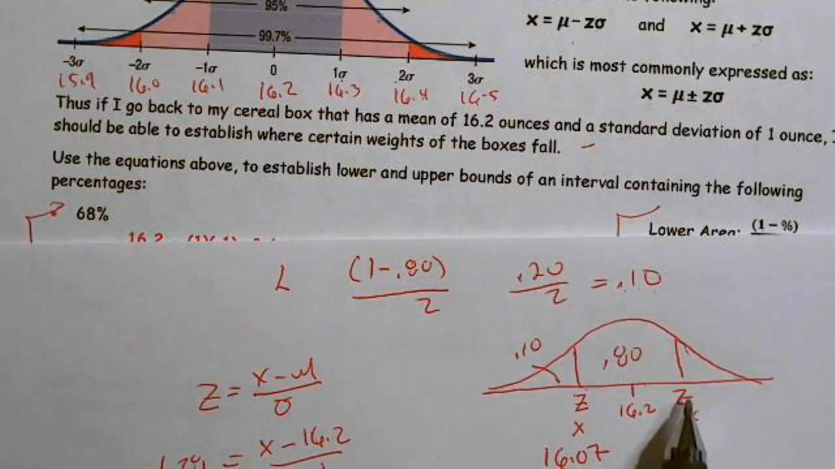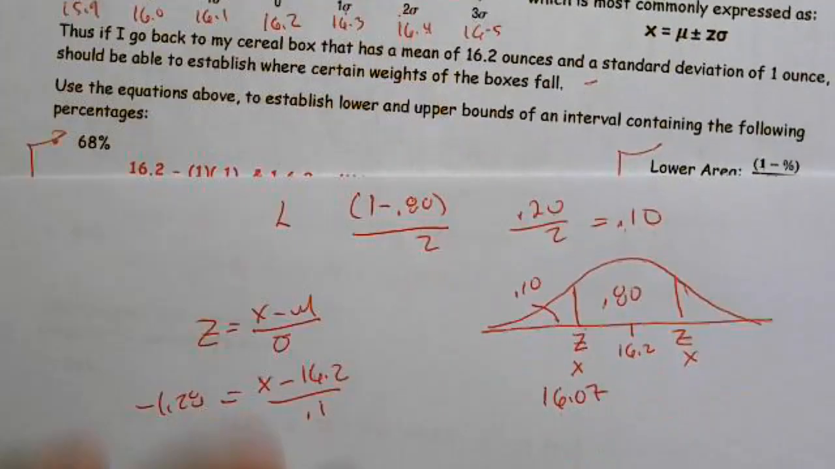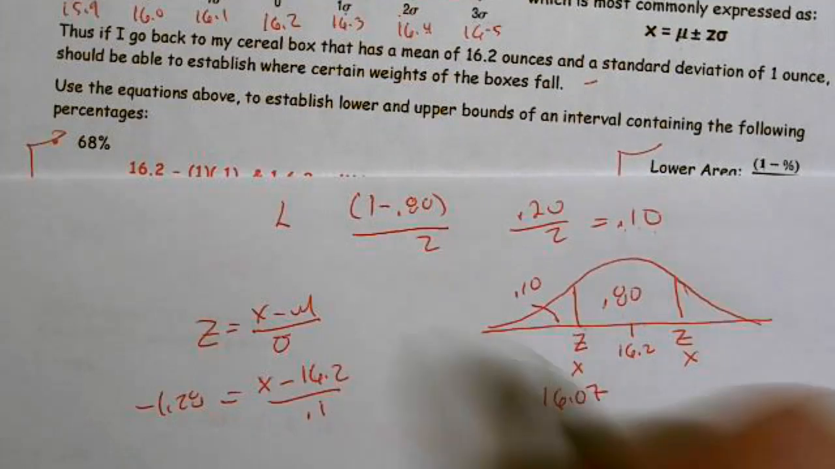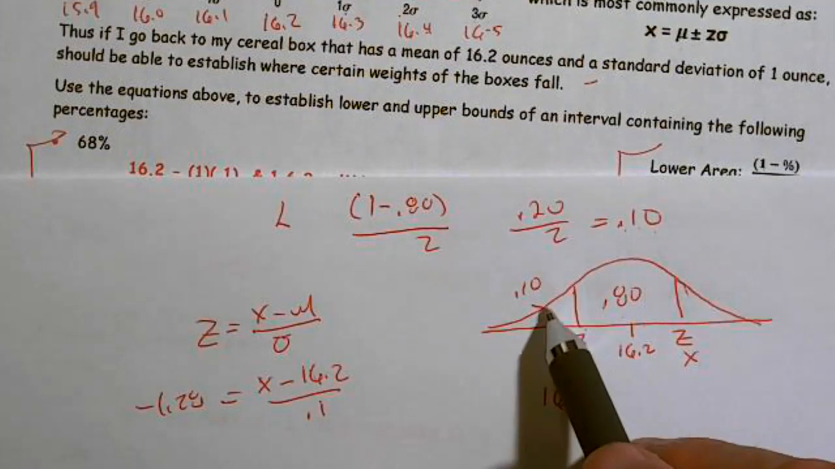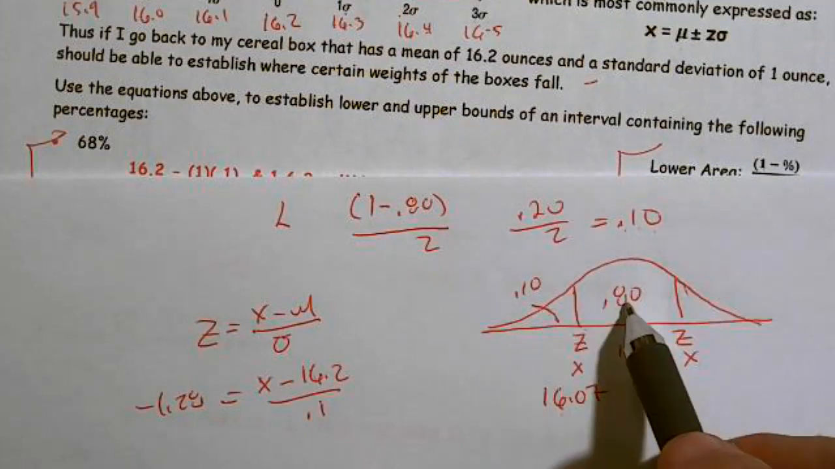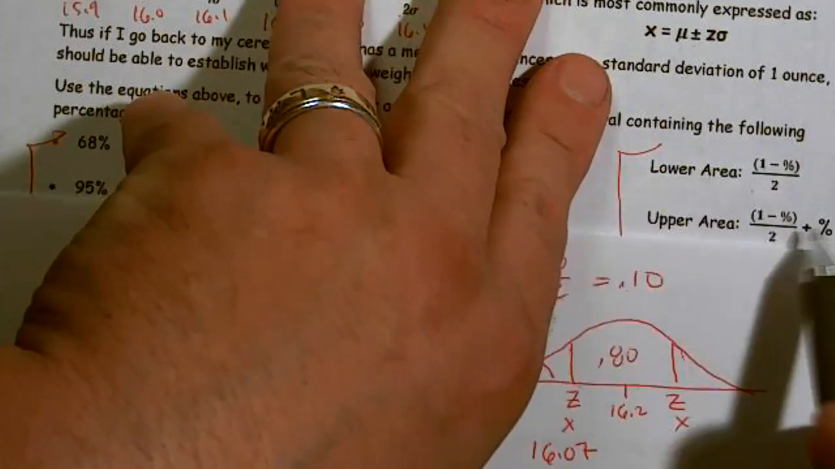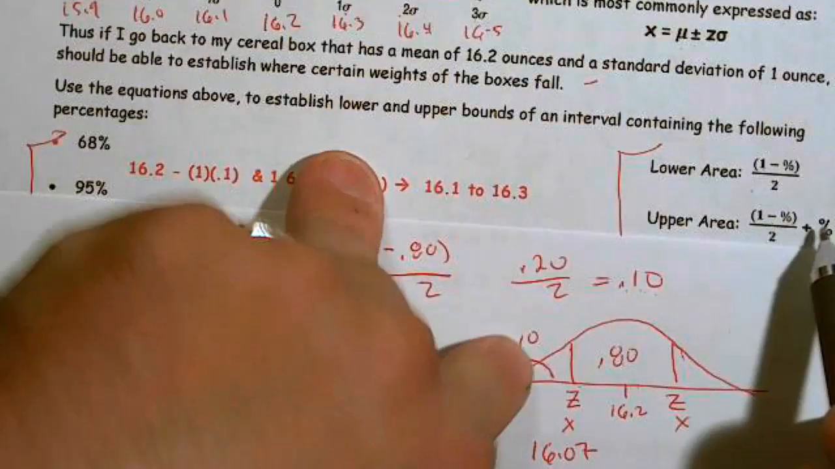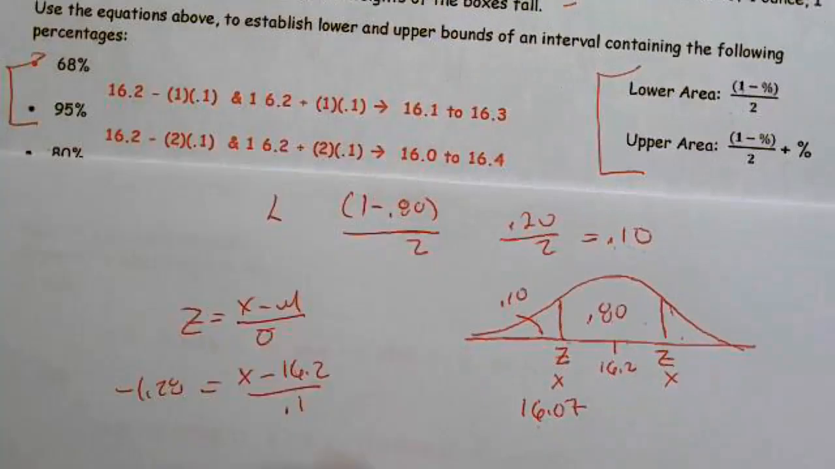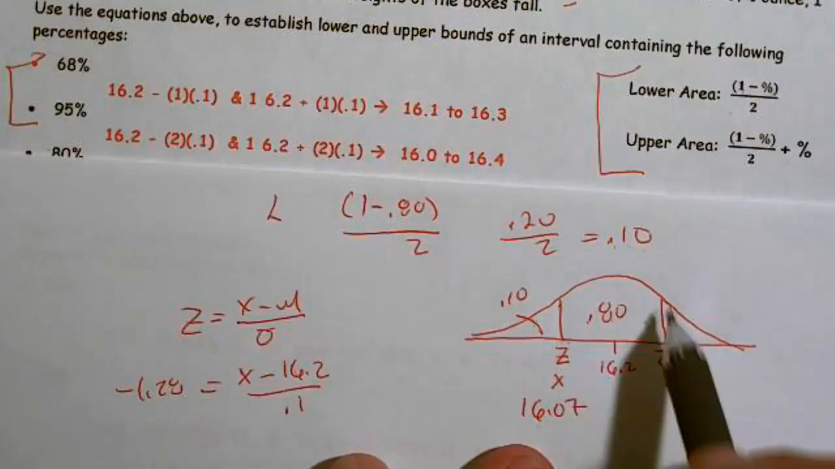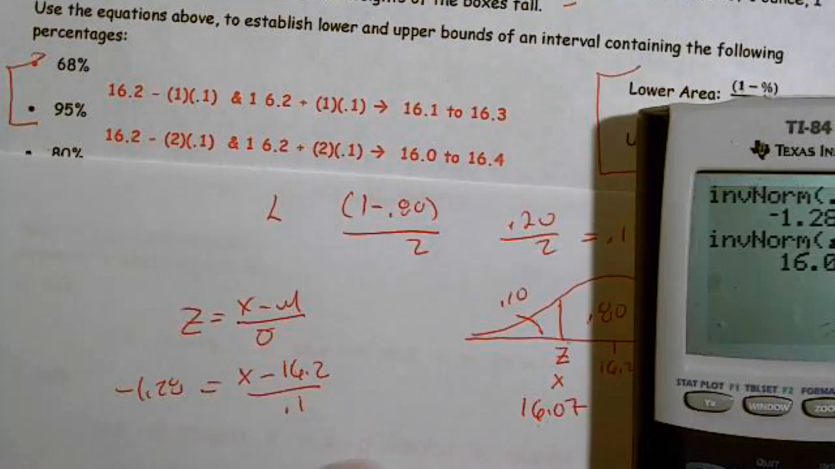Now I want to find the upper bound of the same thing. So I'm going to do the same thing that I have over here, except I have to add 10 plus 80. And that's what this said right here. I divided by 2 and got 10. Then I have to add the 80. So this is basically 90%. So I've got to do a z-score for 90.